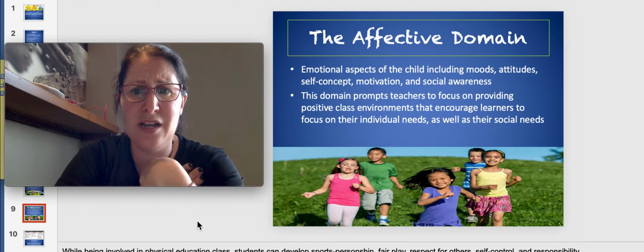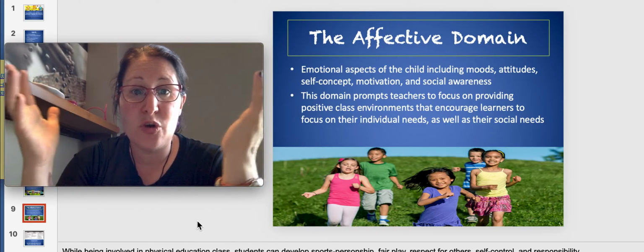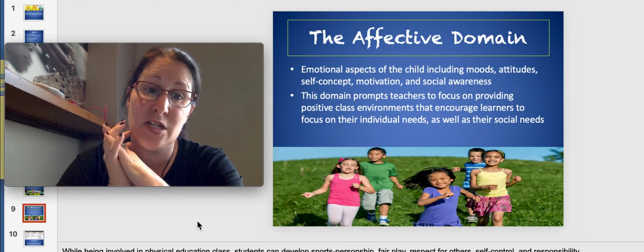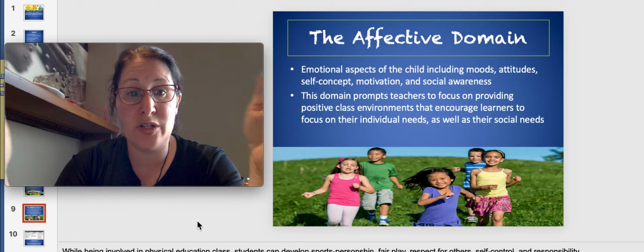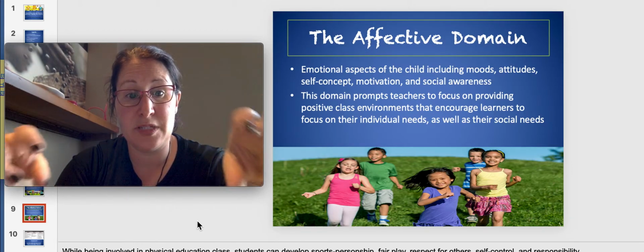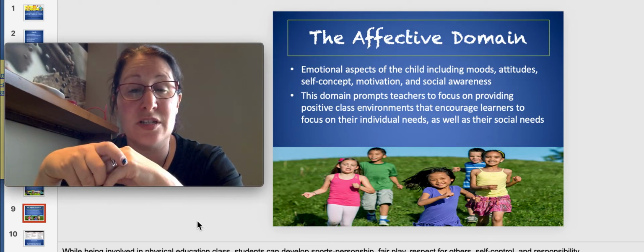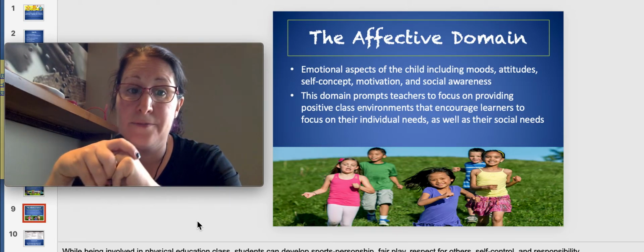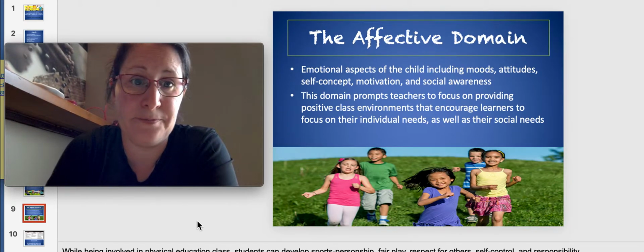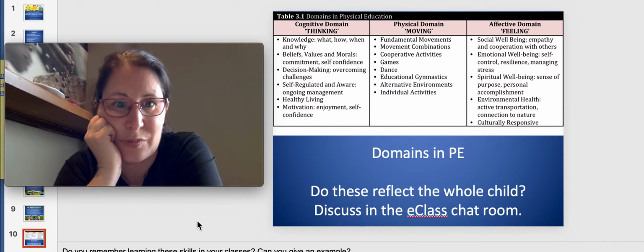And the affective domain. This is the heart, this is the spirit of the child, and we're looking at the whole child. So we need to take into account things like moods, attitudes, self-concept, motivation, social awareness. This is where you build those relationships with your students. They build relationships together. We're looking at sportspersonship, fair play, respect for others, self-control, self-regulation, social emotional learning, and especially respect and responsibility.